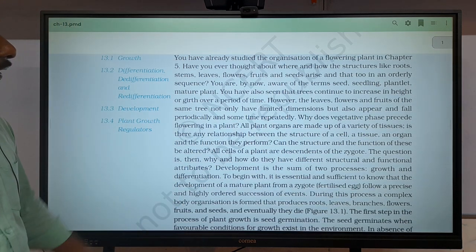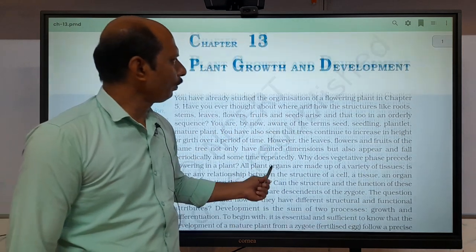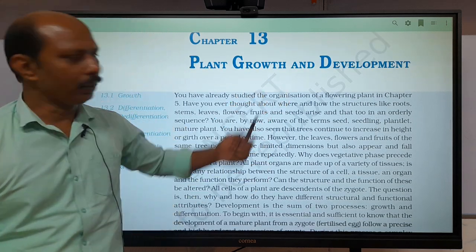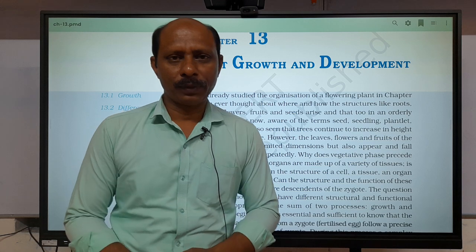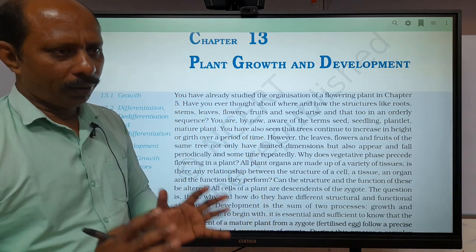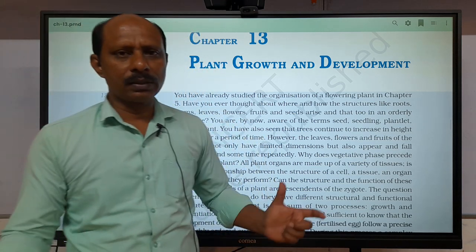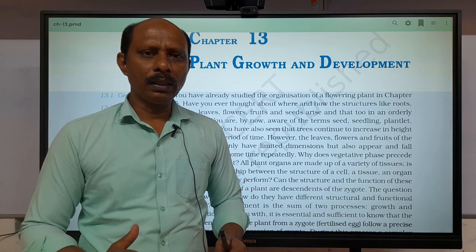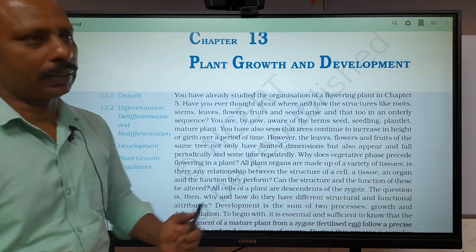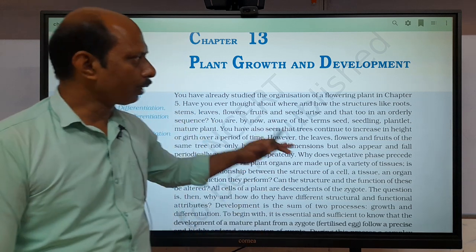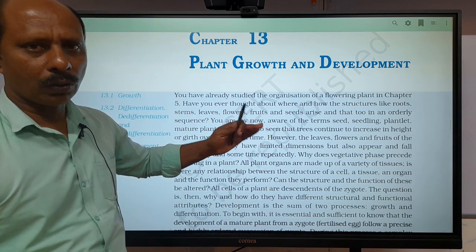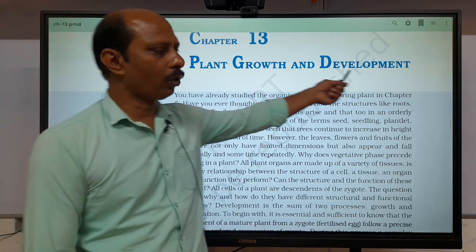Now you have already studied the organisms of a flowering plant. Here it is given plant growth and development. Now what is the meaning of growth and development? Growth means an organism's irreversible increase in size. Development means differentiation. Growth and differentiation together is called development.